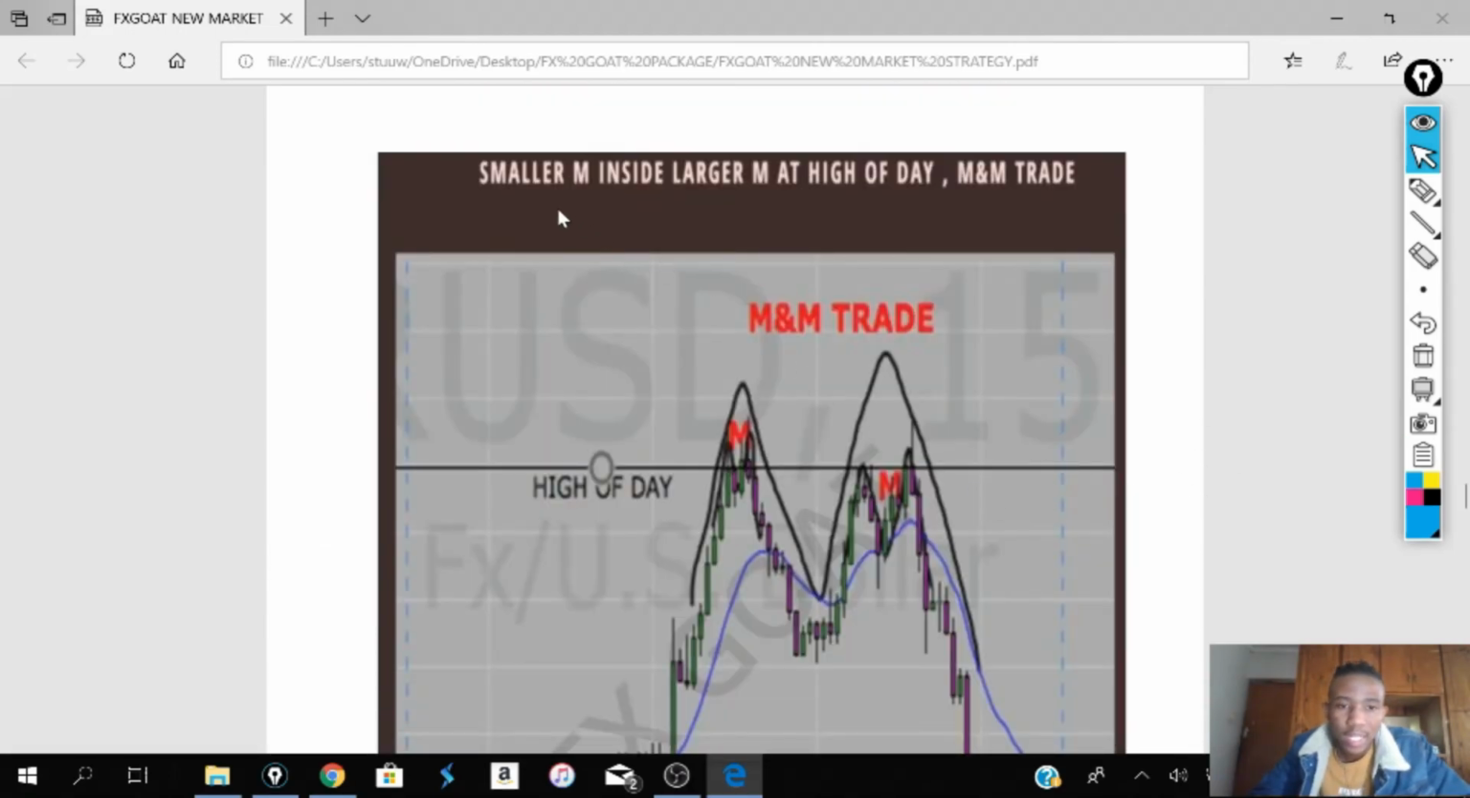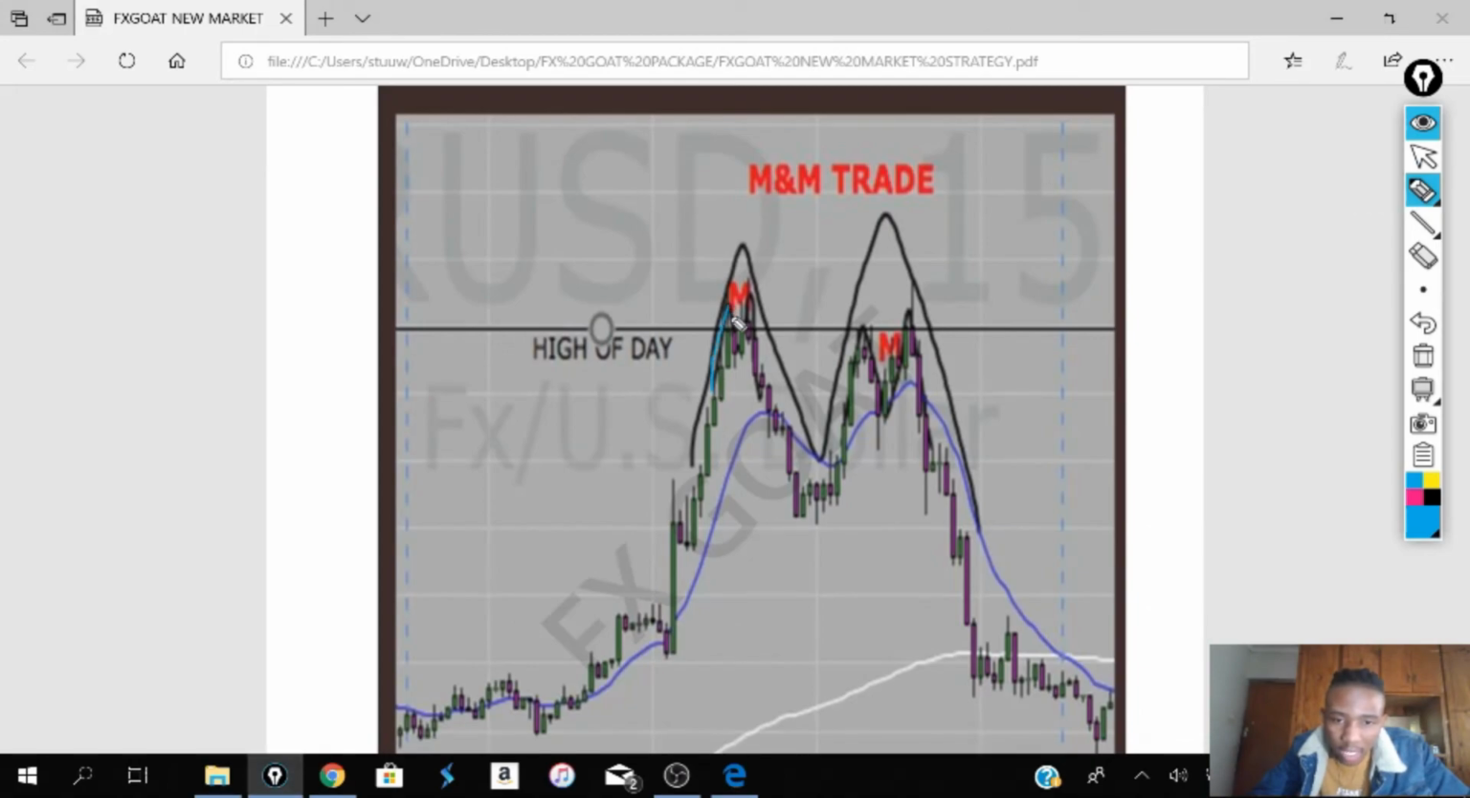Okay, this is a smaller M inside a larger M at a high of the day, meaning the high of the day is spotted by the next M. This is the high of the day. You enter for what? You go for a sell. And then let's say we have the second day here, a higher day for the second day, we enter for a sell. And you can see this also in an overall week, that we have a high of the day here in a weekly. That's when you also enter for a sell.